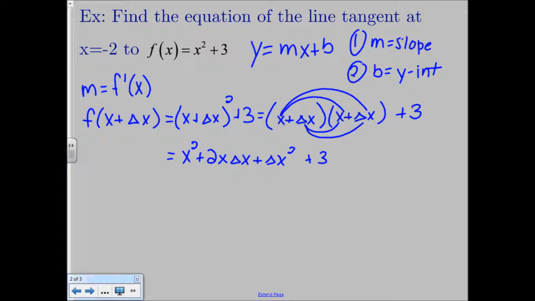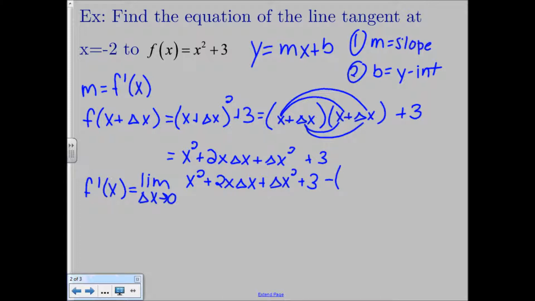So now we're ready to plug into our derivative limit definition. So we have f prime of x equaling the limit as delta x approaches 0 of our difference quotient, which is f of x plus delta x. We can plug in this thing up here, x squared plus 2x delta x plus delta x squared, all plus 3, minus our f of x, remember to put it in your parentheses, x squared plus 3, all divided by delta x.